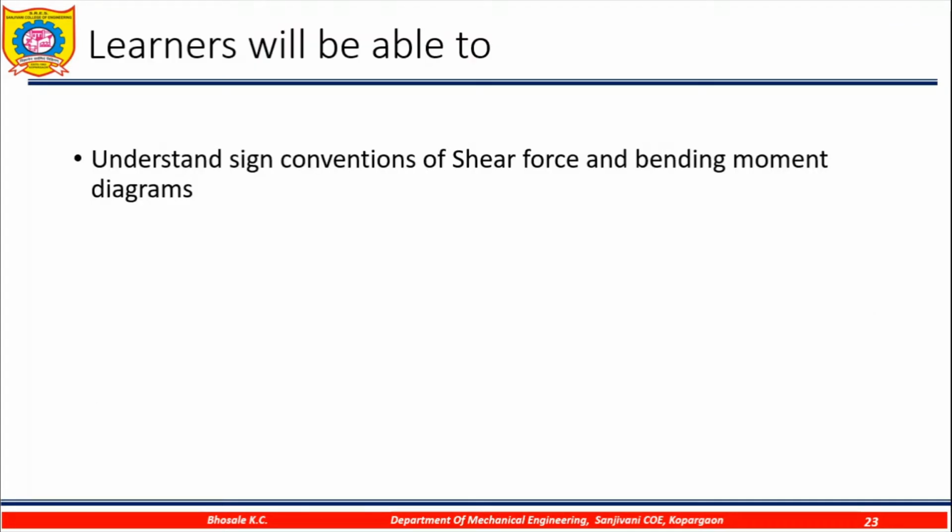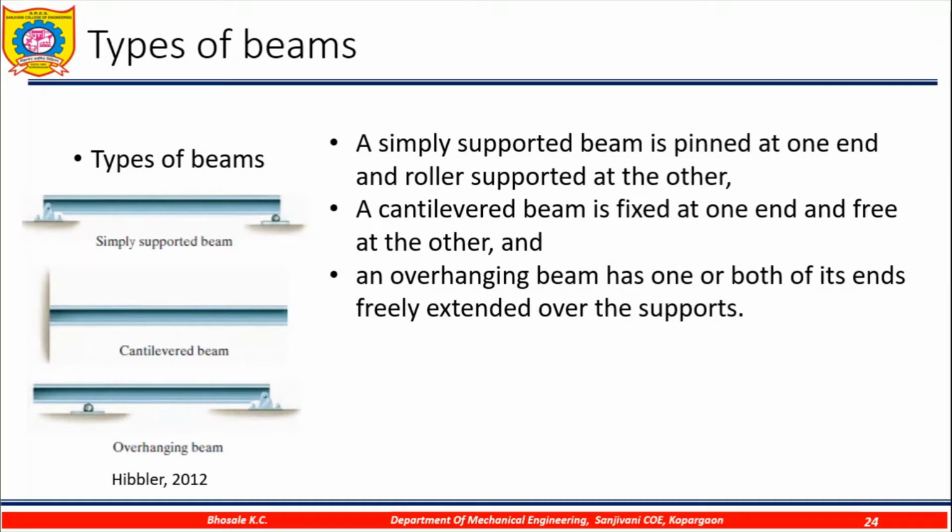So at the end of the session, the learners will be able to understand the sign convention of the shear force and bending moment diagrams. So we know that there are various types of beams. For us, we will restrict to the three types only.